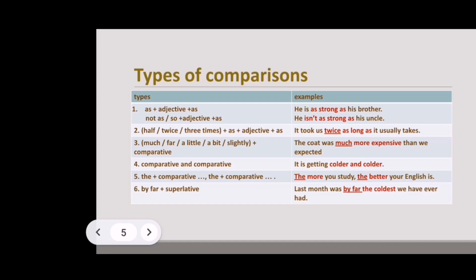Structure number 5, the plus comparative, the plus comparative. The more you study, the better your English is. And pay attention, this time we use the not before the superlative, but before the comparative. And the last structure, by far. If you can see the words by far, then we use superlative. For example, last month was by far the coldest we have ever had. Pause the video and take as much time as you need to study the structures.